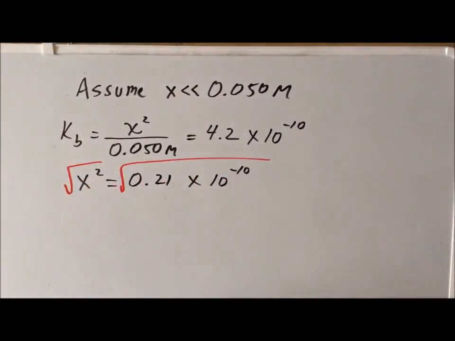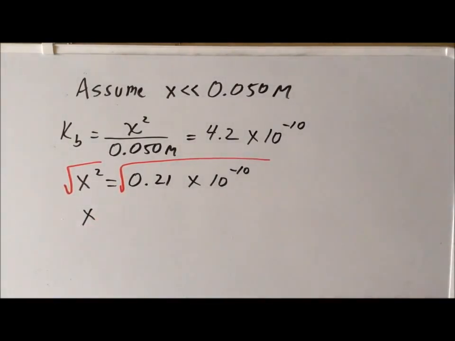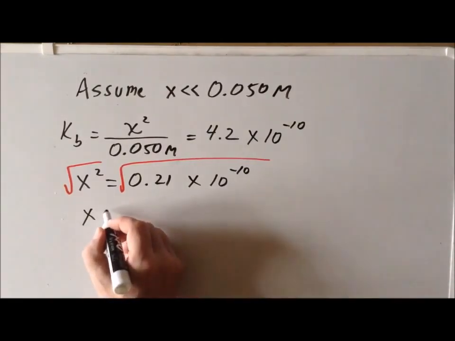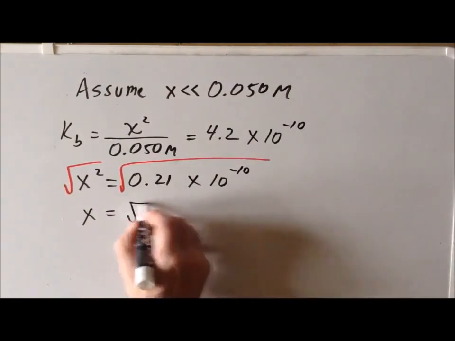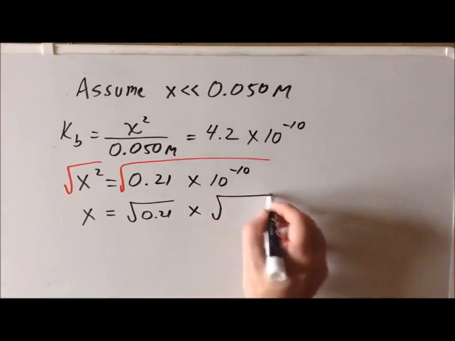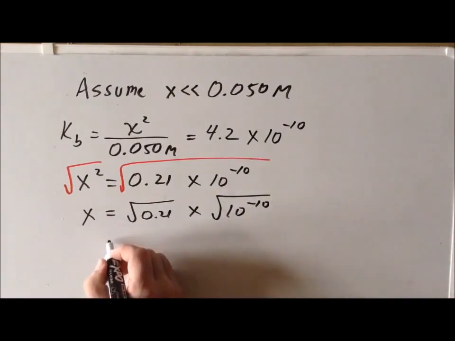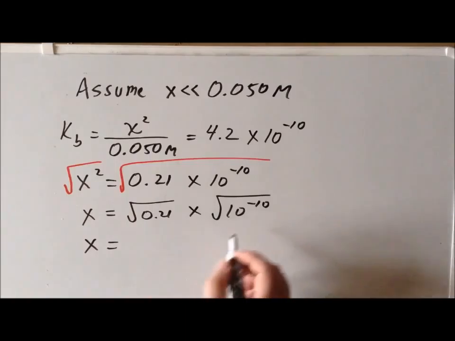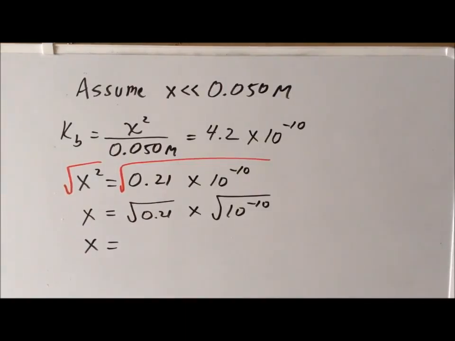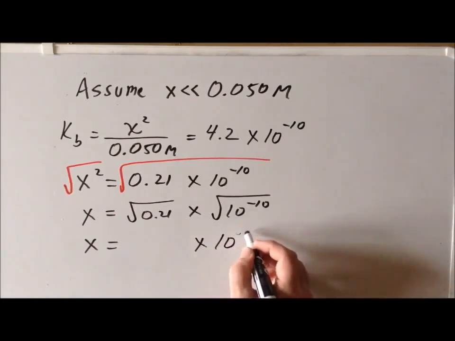If we do so, we recognize that the left-hand side becomes simply x, since we are only interested in the positive square root. And this is equal to the square root of 0.21 times the square root of 10 to the minus 10 power. What is nice about doing it this way is we can write down the square root of 10 to the minus 10 on sight. We don't even need our calculator for that. And that is simply going to be 10 to the minus 5th power.